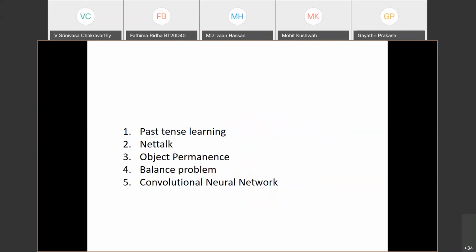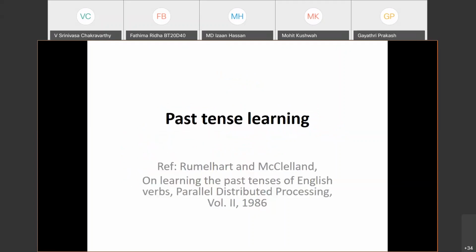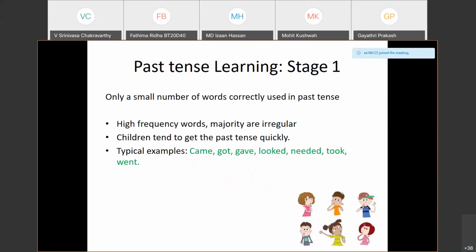So we'll look at just two examples, not all of them. The first one, one of the earliest problems that was taken up for study using MLP, was something called past tense learning. This is from linguistics. It's about how children learn past tense, in the English past tense.